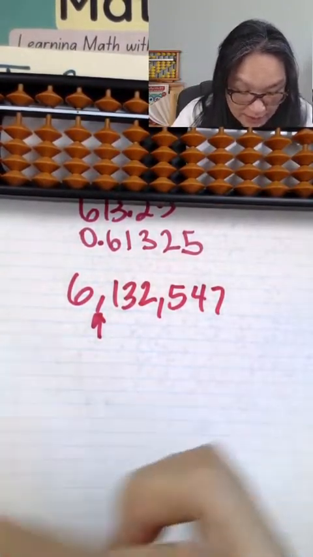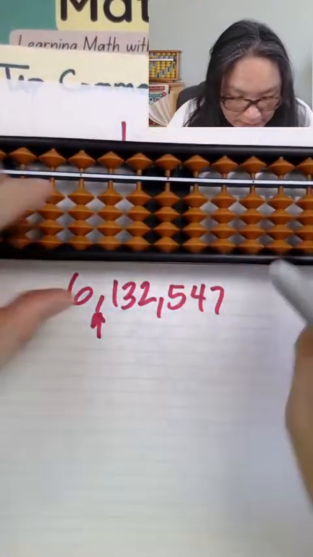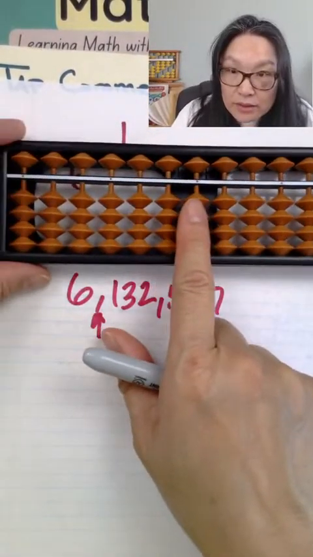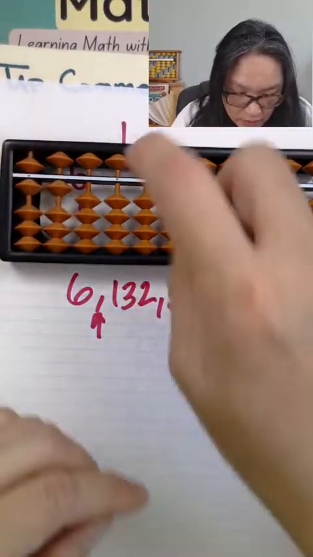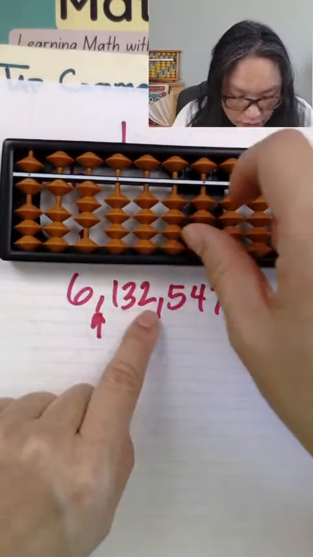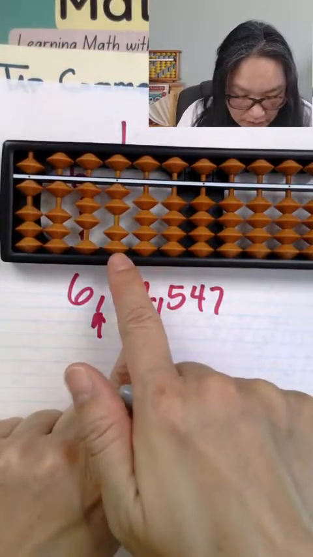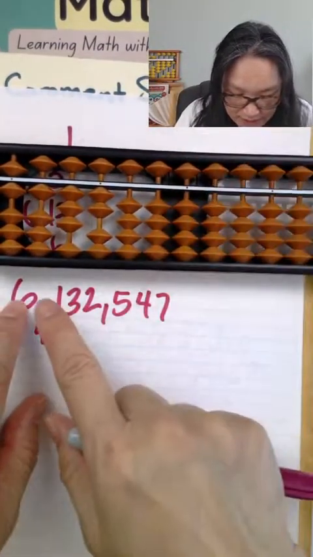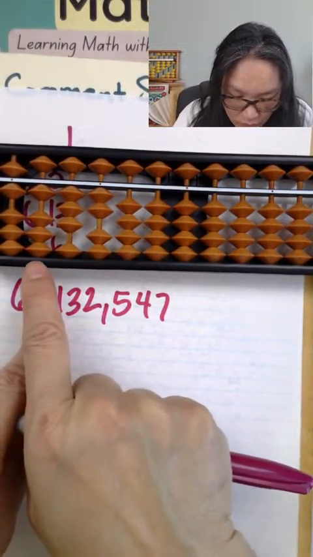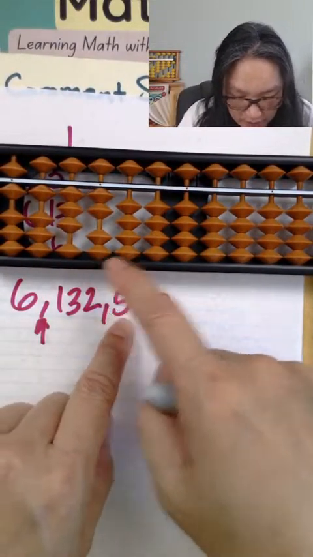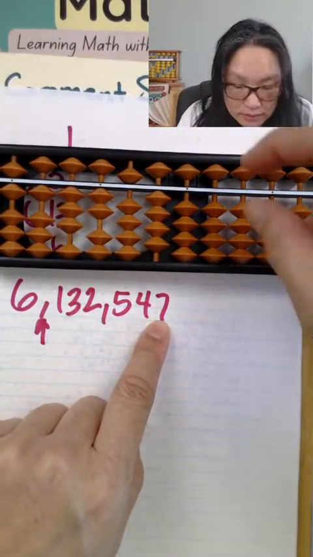So what does that mean? Well, we do 1 million, right? Let's see if I can do 1 million on this. I'm going to start in the middle. So we do 1 million. We do 6, we do 1, we do 3, we do 2. Notice the 2 is in the thousands. Let me see if I can line it up with our numbers. So we have 6,132,547.